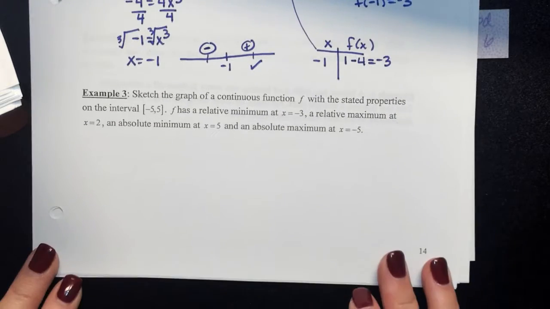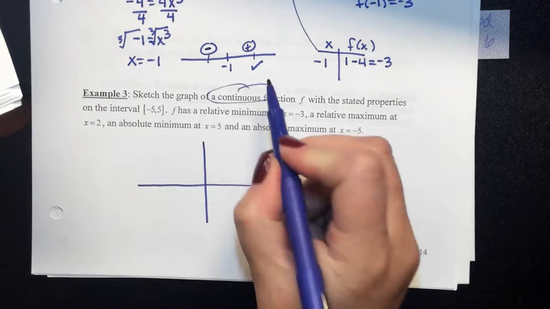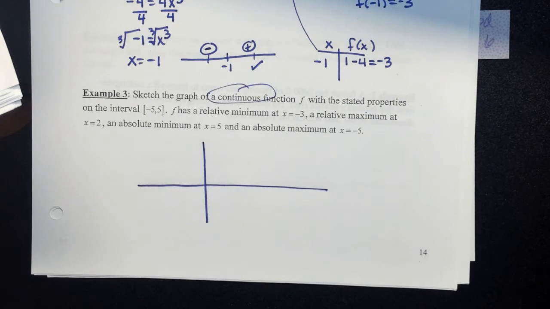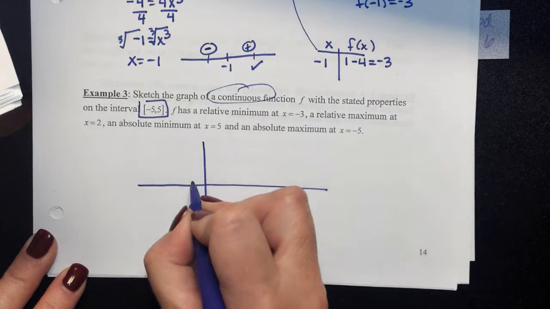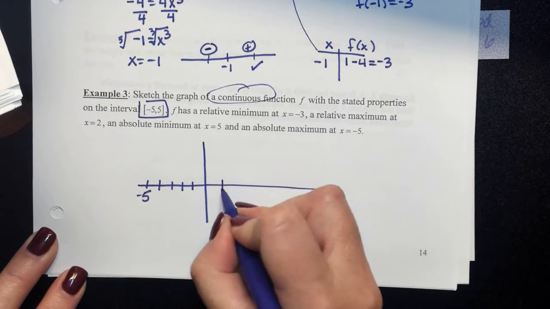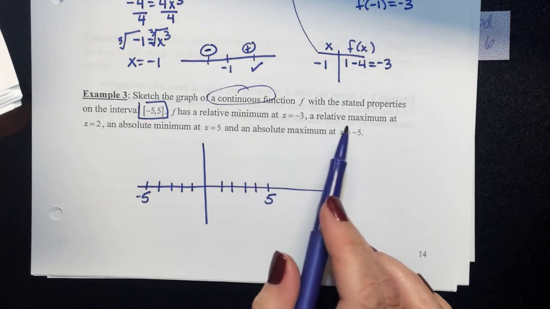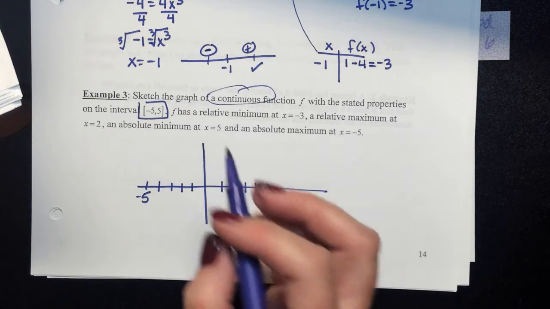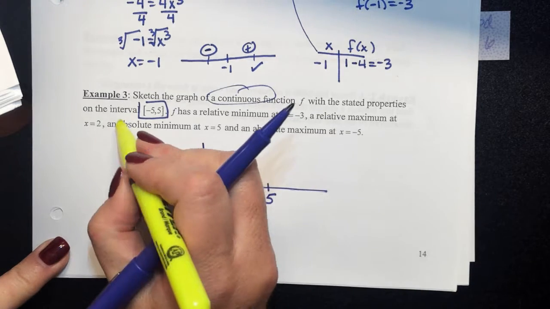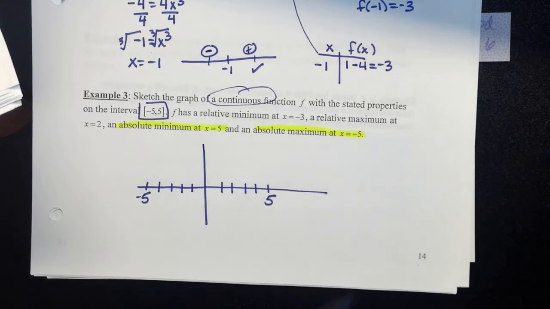All right, your sketches, your favorite. Sketch the graph of a continuous function. So there's a key word: no holes, no asymptotes, continuous. With the stated properties. Now notice they're giving you a closed interval from -5 to 5, so nobody better be putting arrows on the ends of their graphs. They're telling me I have a relative minimum at -3, a relative maximum at 2. And an absolute minimum at x equals 5 and an absolute maximum at x equals -5.